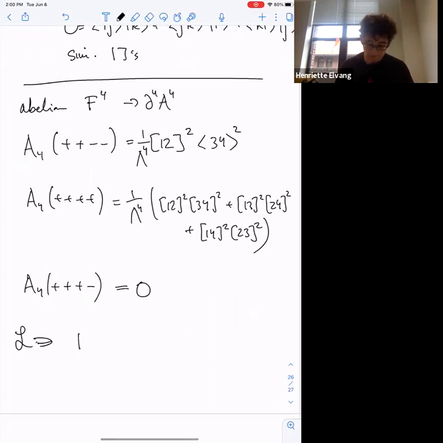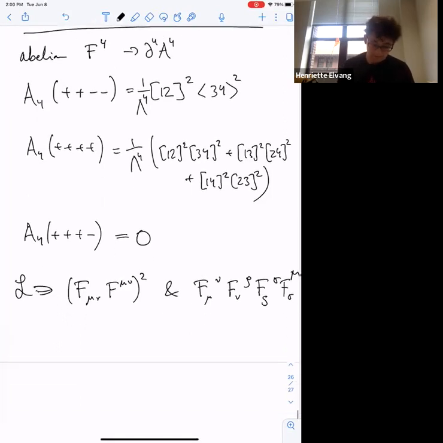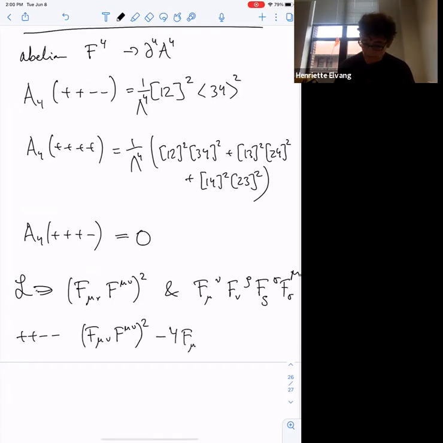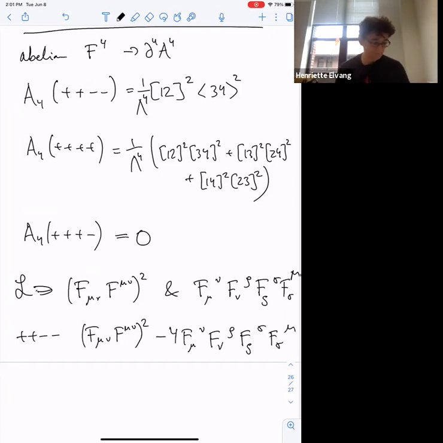sit in the Lagrangian. One is F_{mu nu} contracted this way, squared. And the other one is the cyclic contraction of indices. And it turns out that the positive helicity arrangement is exactly the first one of these minus 4 times the second one of these. So in a sense, the helicity basis gives you a particular basis of your operators.